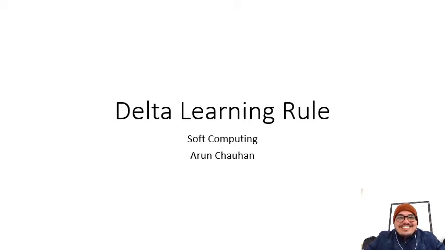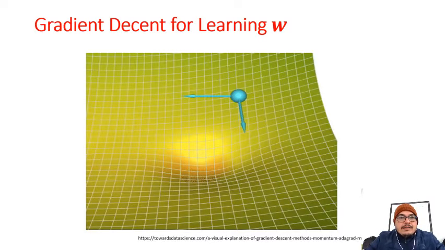Okay, guys, so this is the delta learning rule, which is there in the syllabus for you. Generally, this delta learning rule is also known as the gradient descent rule. In gradient descent, what we mean is that we have an error function, right? And this is for learning. So in this error function, we have to calculate a slope, right?